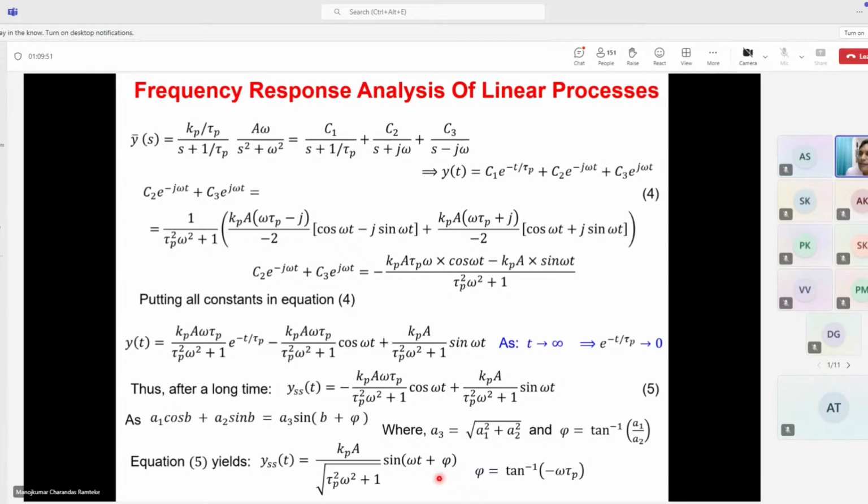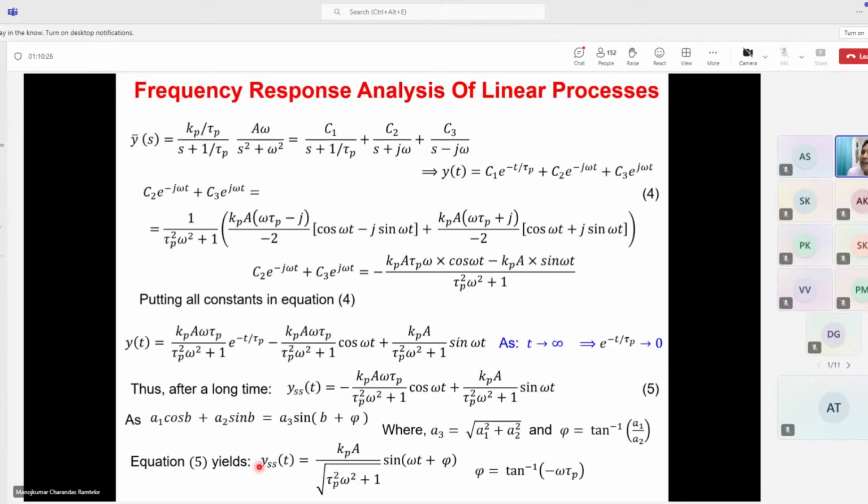The only difference here is my output will have an amplitude of Kp A divided by under root tau p square omega square plus 1. That will be the amplitude of the output. And further, this output will be lagging behind with a phase angle of phi. Why am I saying that this is a phase lag? Because phi is going to be tan inverse of minus omega tau p. This minus sign is there. That's why I'm calling this phi a phase lag. So you can see that my output is lagging behind my input with a phase angle of phi.